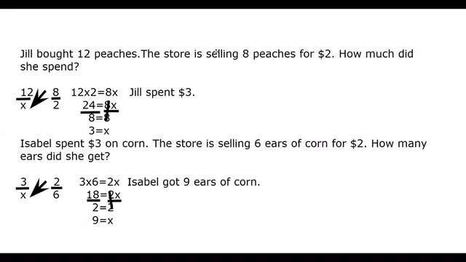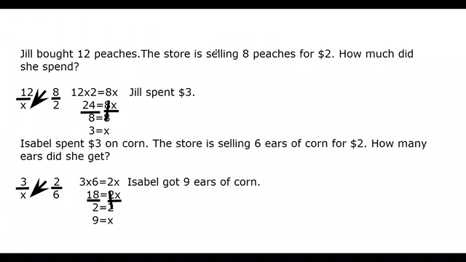Okay, so the next question says, Jill bought 12 peaches. The store is selling 8 peaches for $2. How much did she spend? So the proportions are 12 over x and 8 over 2. So you just cross multiply again, and it's 12 times 2 equals 8x. And so we got 24 equals 8x, and then you just divide by 8. And then 24 divided by 8 equals 3. So Jill spent $3 on 12 peaches.